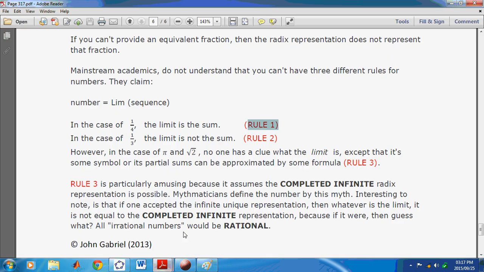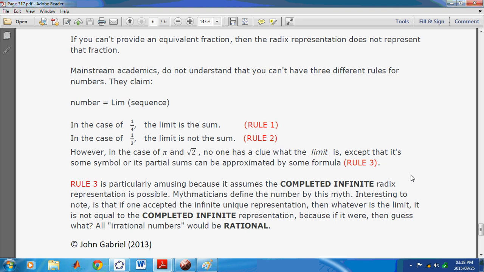And then finally, rule 3 is the case of special magnitudes, incommensurable magnitudes such as pi and square root 2. No one has a clue what the limit is, except that its sum symbol or its partial sums can be approximated by some formula. Rule 3 is particularly amusing because it assumes the completed infinite radix representation is possible. Mathematicians define the number by this myth. Interesting to note is that if one accepted the infinite unique representation, then whatever is a limit, it is not equal to the completed infinite representation.